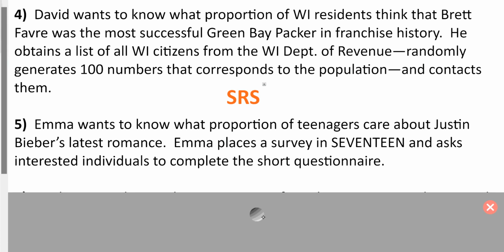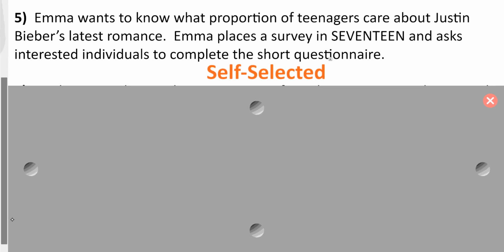All right, number 5. Emma wants to know what proportion of teenagers care about Justin Bieber's latest romance. Actually, I think he's married now. But anyway, Emma places a survey in 17, it's a magazine, and asks interested individuals to complete the short questionnaire. That is self-selected or voluntary sampling. Because only people who really want to give their opinion are going to give their opinion.